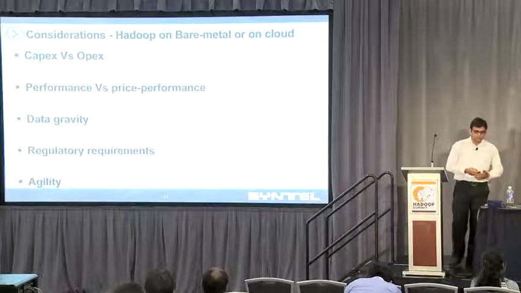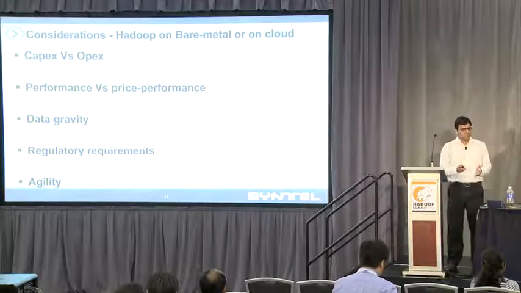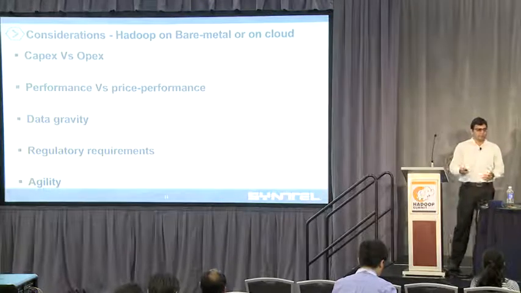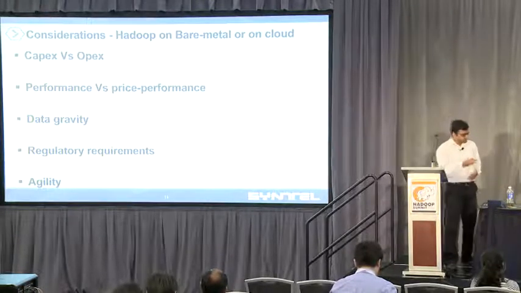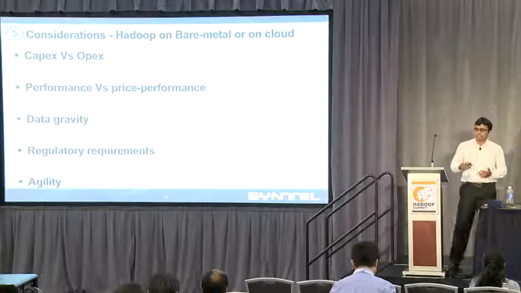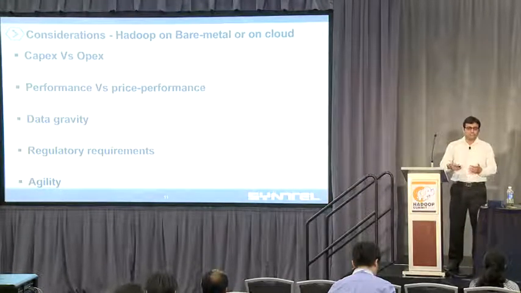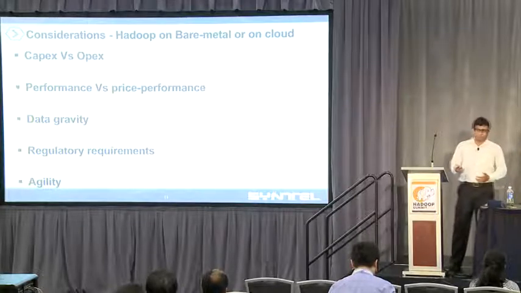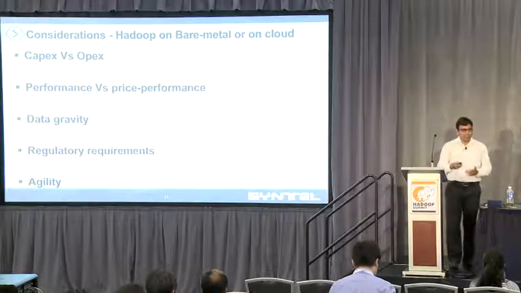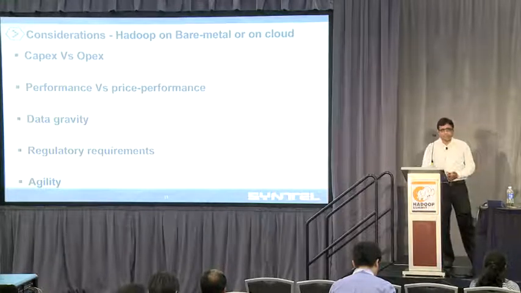The other one is performance versus price to performance, where some applications require strict performance guidelines, versus being worried about the cost you are paying to achieve that performance. Then there is data gravity, where you need to consider whether your data is being generated in cloud or on premises, and based on that, where your data processing ecosystem should go. Then the regulatory requirements: it depends on the organization how much strict control they want over the data. And the last one is agility.